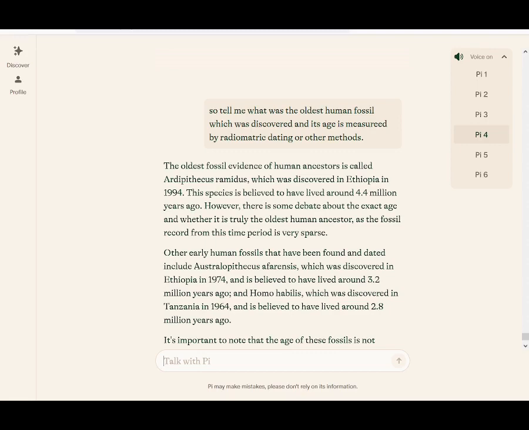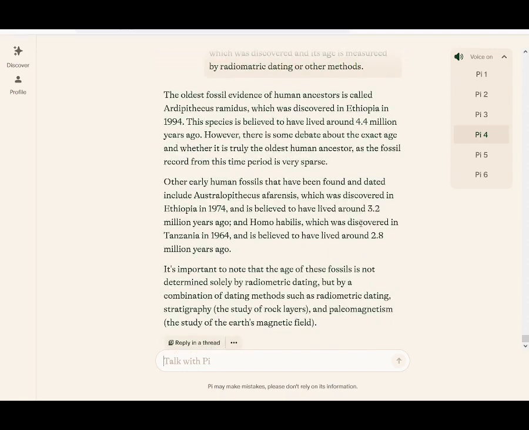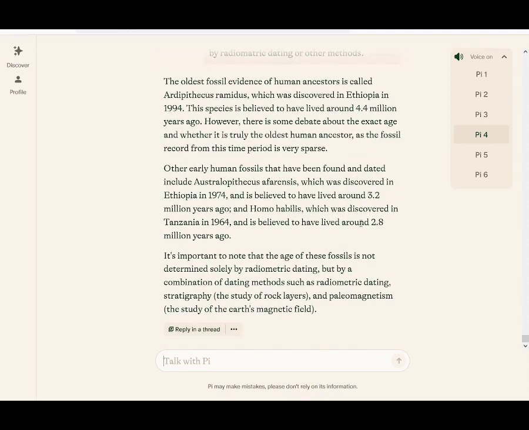It's important to note that the age of these fossils is not determined solely by radiometric dating, but by a combination of dating methods such as radiometric dating, stratigraphy, the study of rock layers, and paleomagnetism, the study of the Earth's magnetic field.